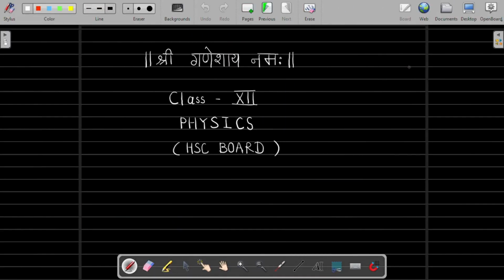Hello everyone. From today onwards, we are starting with class 12 Physics HSC Board's first chapter's revision. So let's begin. The way in which I'm going to tell you how this chapter can be revised is this way.